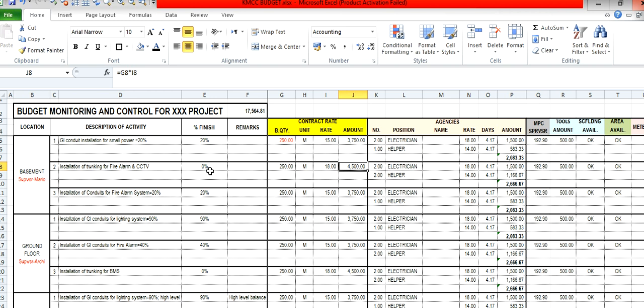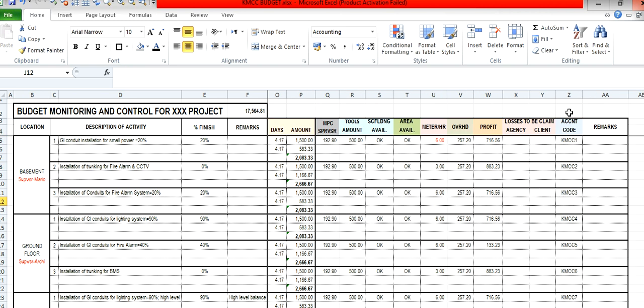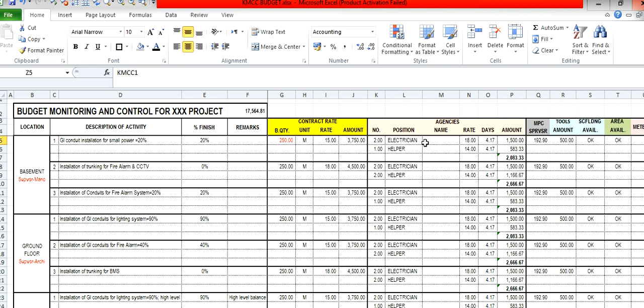Every activity has an account number. Those people belong to this account. Only he can get his salary from it. He cannot take from the other activity, because there is an account number. So this is the only purpose. We can monitor as per the new contract of the agency. We can monitor only like this.